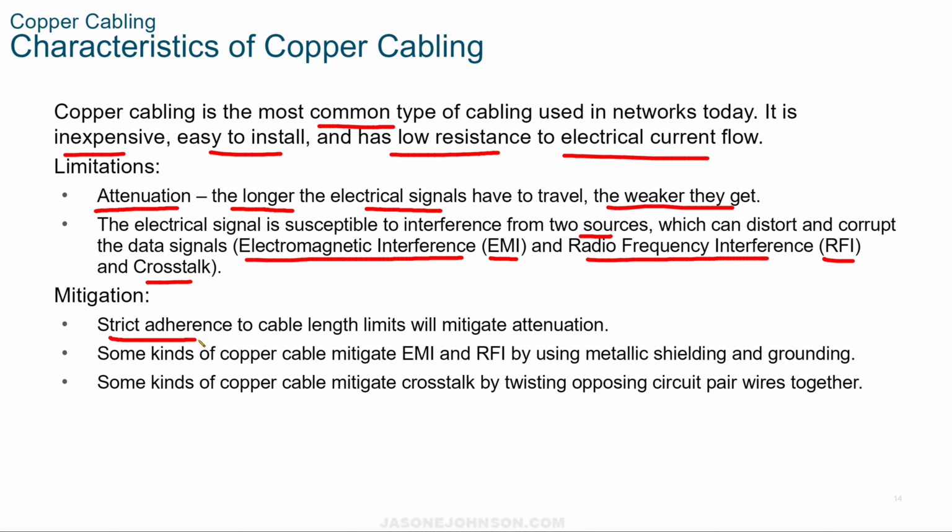Mitigation is the strict adherence to cable length limits, and that will mitigate attenuation. So if we know a copper cable will only allow for a certain distance before the attenuation breaks down the signal, we only put copper cable in for that length. Some kinds of copper cabling can mitigate EMI and RFI by using metallic shielding and grounding. And then some types of copper cabling mitigate crosstalk by twisting opposing circuit pair wires together.